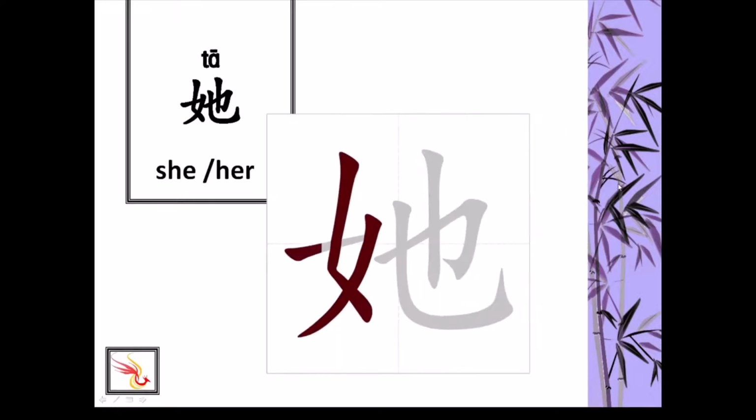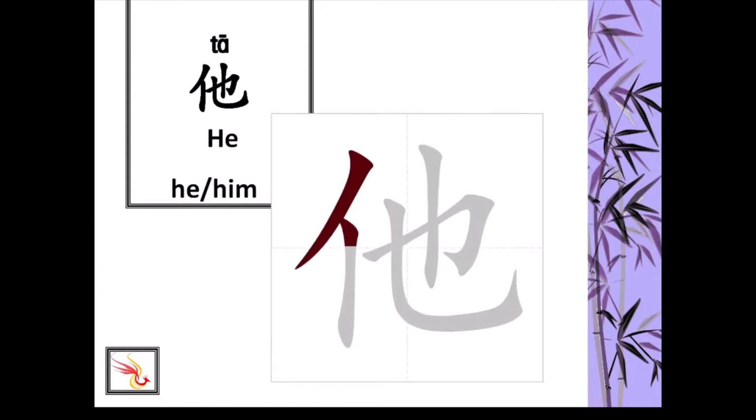Okay, 她 is she and her. Let's count this one. 1, 2, 3, 4, 5, 6. Okay, 他 is he, but it also means him as well. Okay, 1, 2, 3, 4, 5.